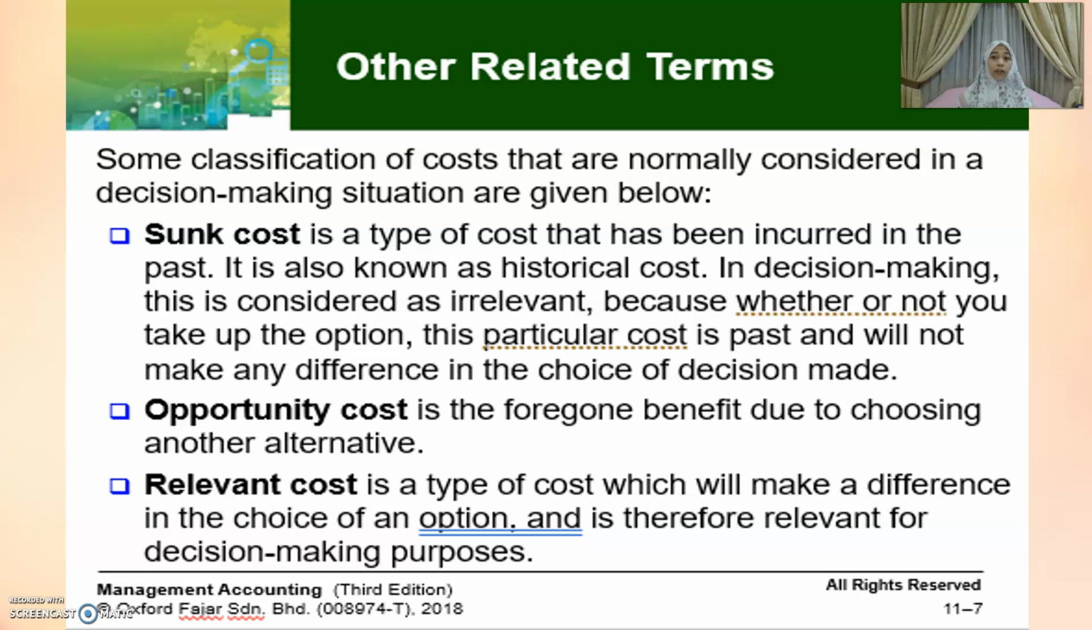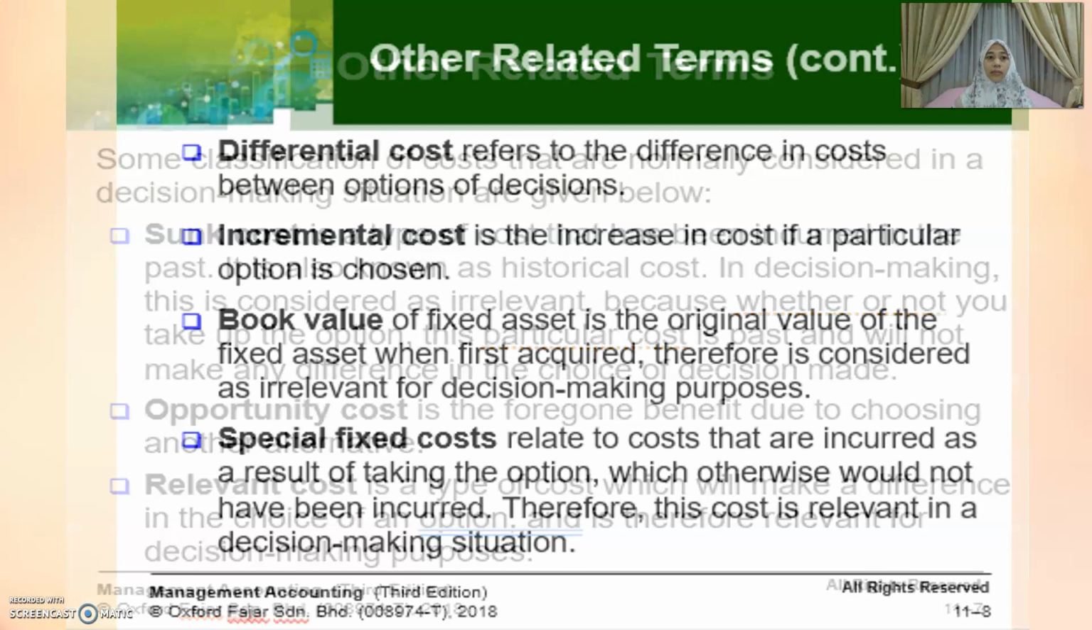Okay, next you will have opportunity cost. This is the foregone benefit because you choose a certain alternative. In decision making, opportunity cost is a relevant cost. Relevant cost, of course, is a type of cost which will make a difference in the choice of your option. Therefore, it is relevant for your decision making.